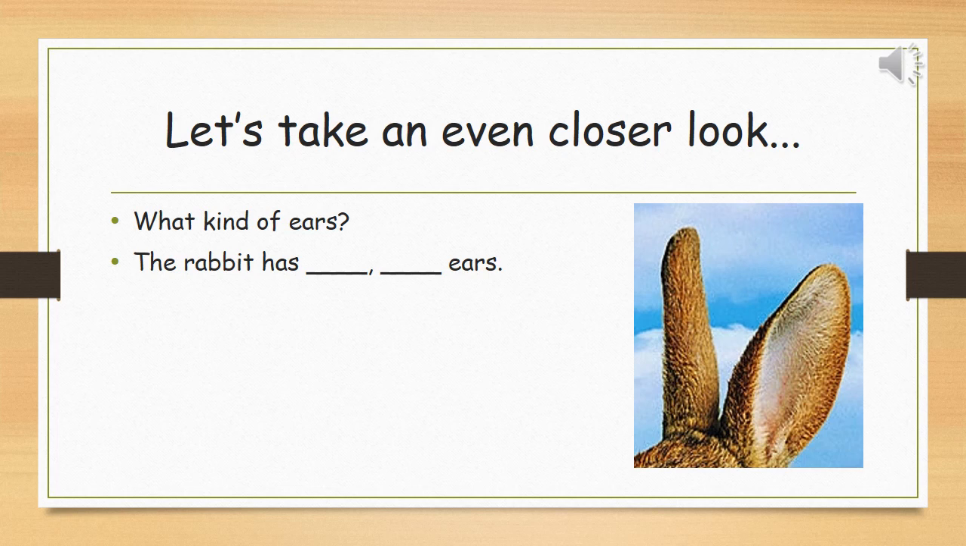What kind of ears does the rabbit have? Your next sentence is, the rabbit has something ears. So this time, I need you to think of two describing words to describe the ears. I'll give you some clues. The rabbit has long brown ears. The rabbit has tall floppy ears. What kind of ears does the rabbit have? Have a look and see what you can see. Remember, it's got to be facts. So it's got to be exactly what you can see.